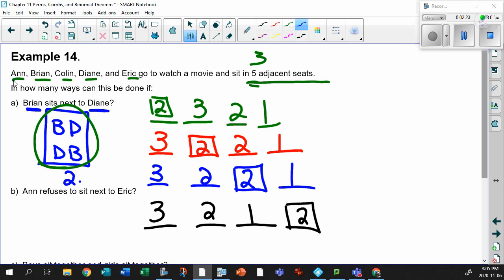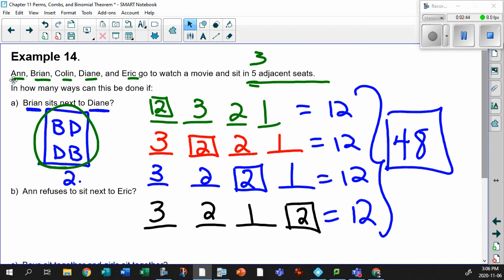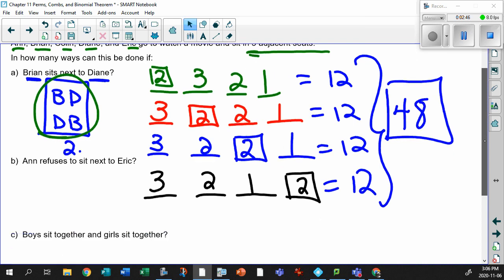Now, multiply these guys out. 2 times 3 is 6. Times 2, you got 12 arrangements here. You got 12 arrangements here, 12 arrangements here, and 12 arrangements here for a total of 48 possible arrangements. Now, let's take a look at one more kind of rendition.